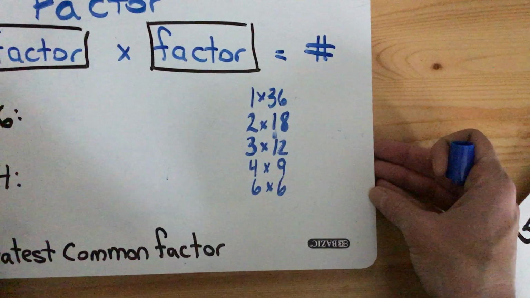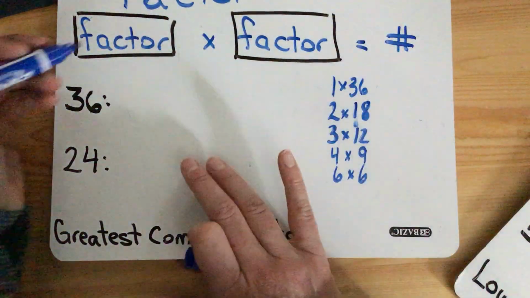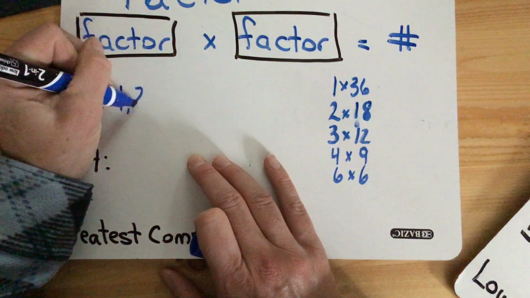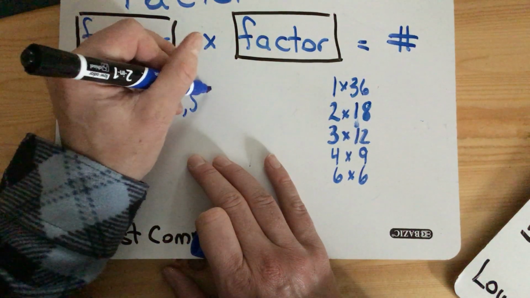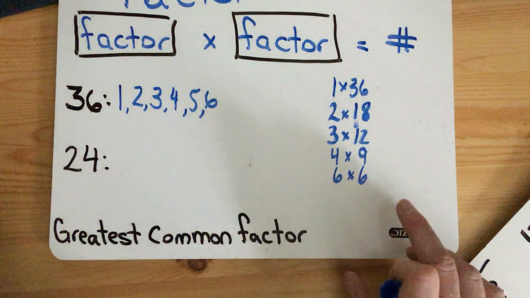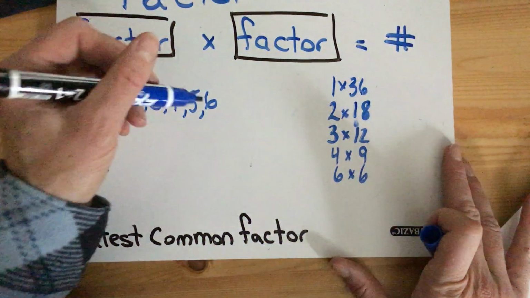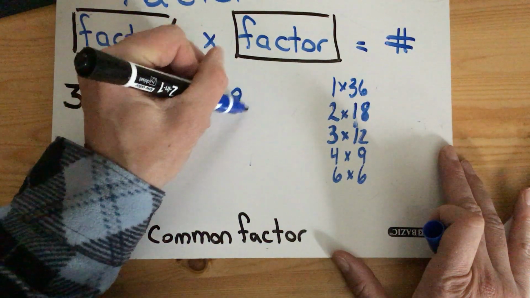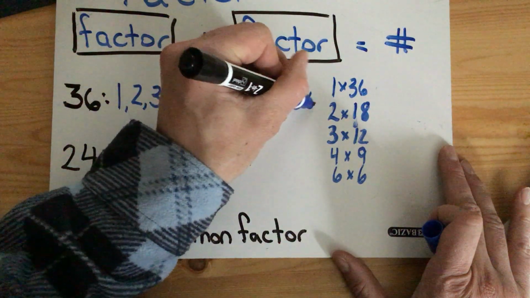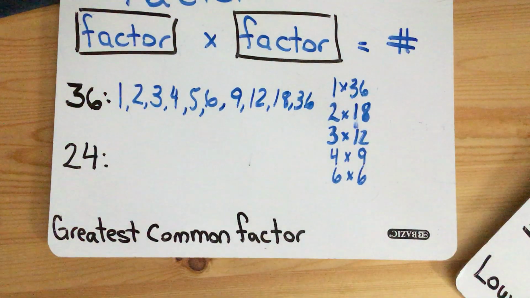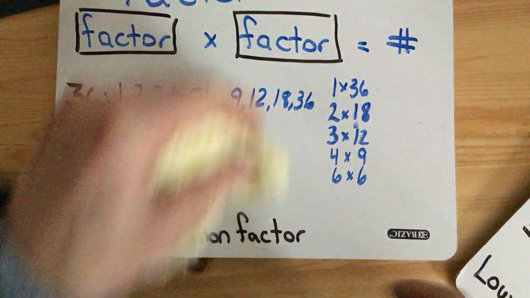So then what I want you to practice doing is putting them in order, numeric order. So I'd go 1, 2, 3, 4, 5, 6. Now I don't need to put 6 down twice. I just need to put it once, and that's good. And then I'm going to go 9, 12, 18, 36. Those are all the factors of 36.